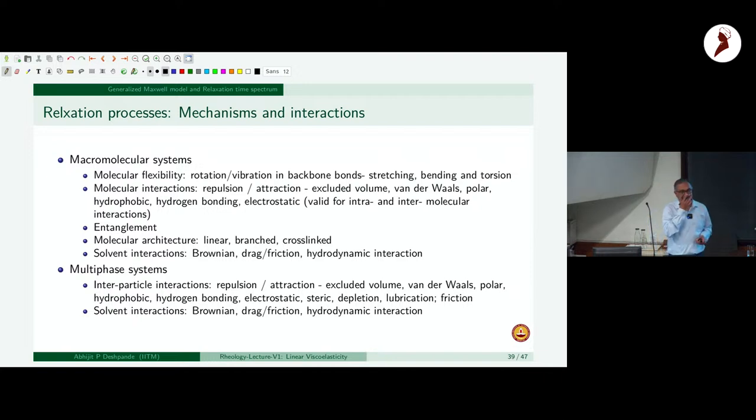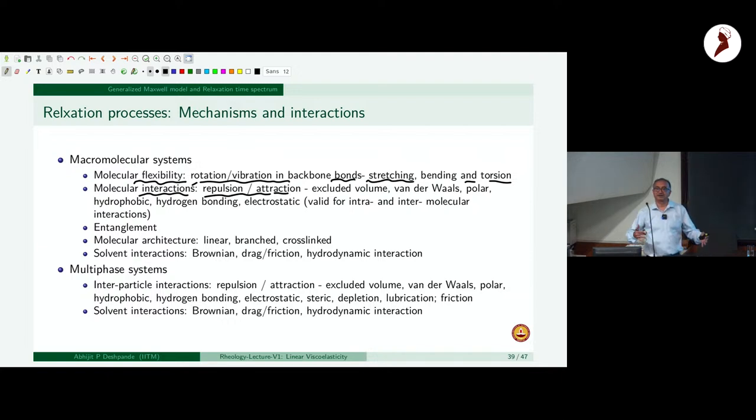And this slide just summarizes, in a very broad manner, all the mechanisms which are responsible for all of these relaxation modes. Each of them, of course, is built in theoretically depending on what system is present. But for the macromolecular system, you have the chain level information itself, which accounts for rotation and vibration of the bonds, the stretching of the bonds, bending, torsion, and then the molecular interactions, which could be repulsive or attractive.